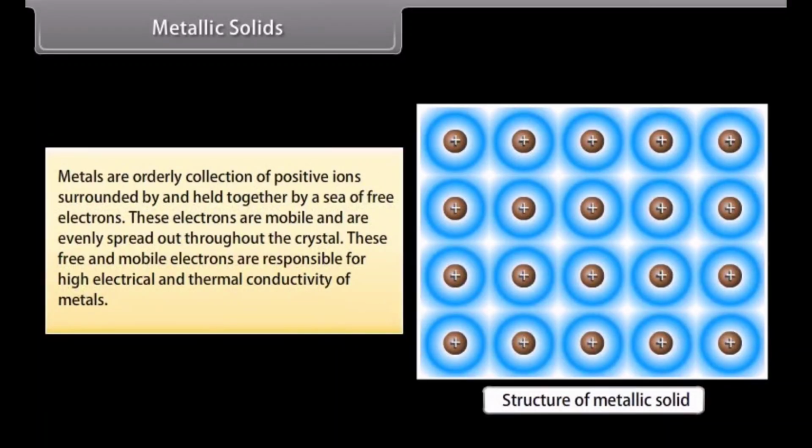Metallic solids. Metals are orderly collections of positive ions surrounded by and held together by a sea of free electrons. These electrons are mobile and are evenly spread out throughout the crystal. These free and mobile electrons are responsible for high electrical and thermal conductivity of metals.